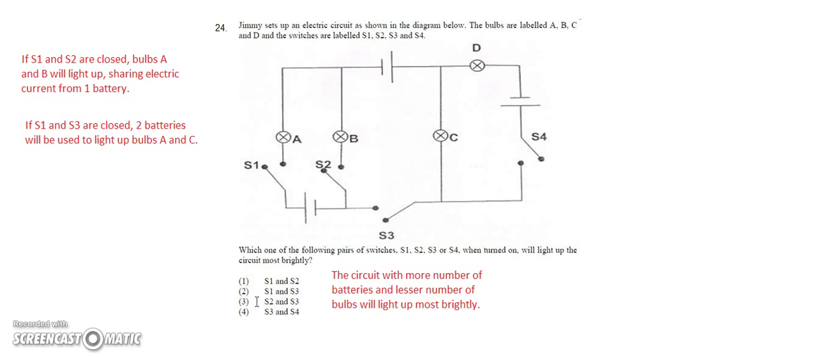What happens when switch 2 and switch 3 are closed is that bulbs B and C will light up, and they will light up using the power from one battery, which is this battery here. Okay, so if switch 2 and 3 are closed, the electric current will flow like that. Okay, so let us make a note here.